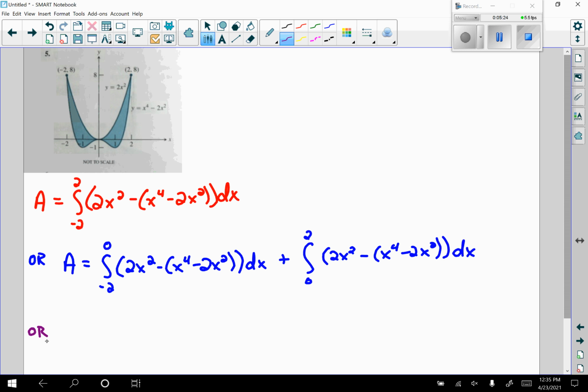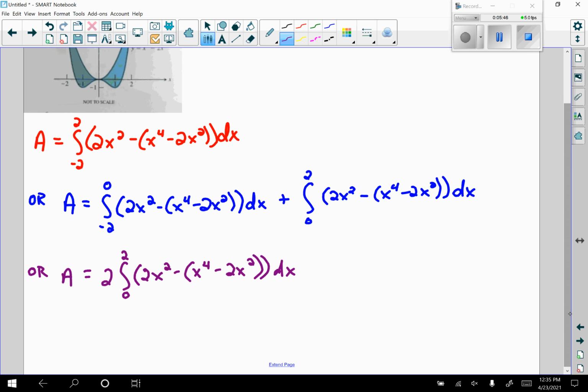Or, and again, because there's symmetry, we could just take the integral from 0 to 2 and then just double it. And then we don't have to worry about working with -2 at all. So these are three equivalent ways to set this up. Because this third way seems to be the quickest, I'm going to go from here.